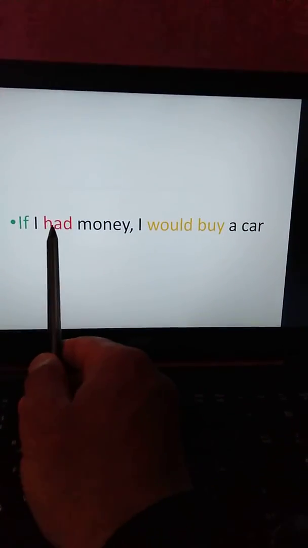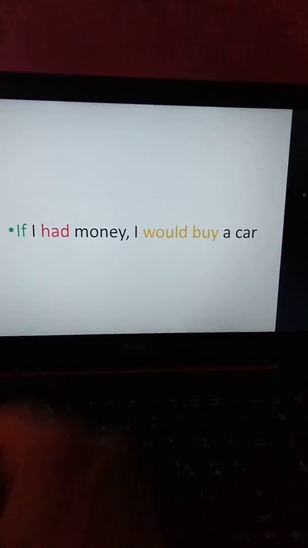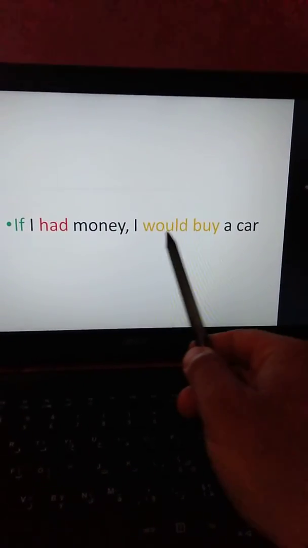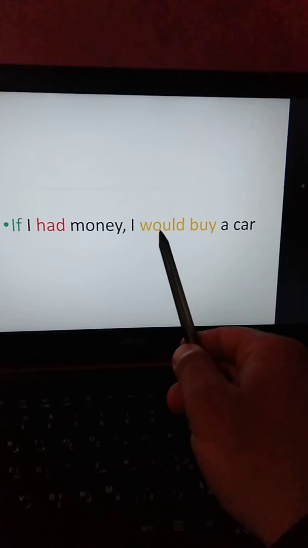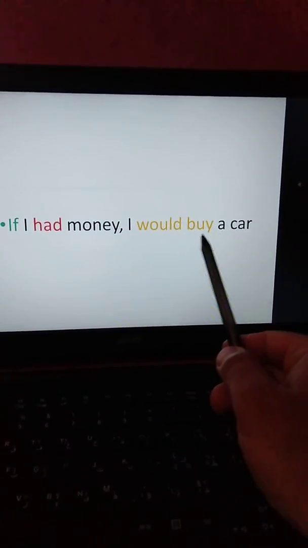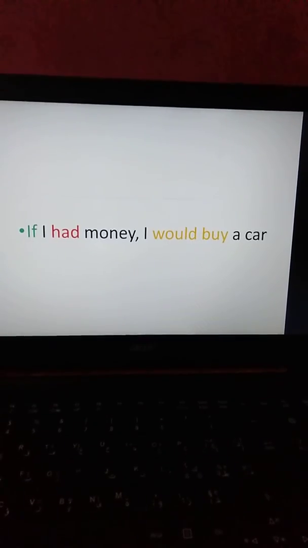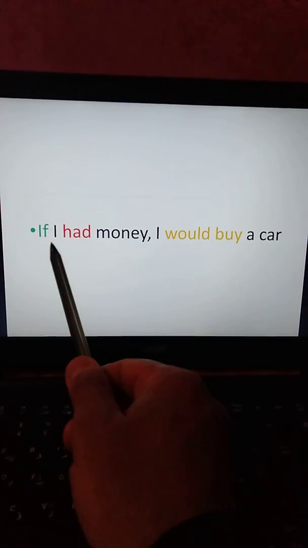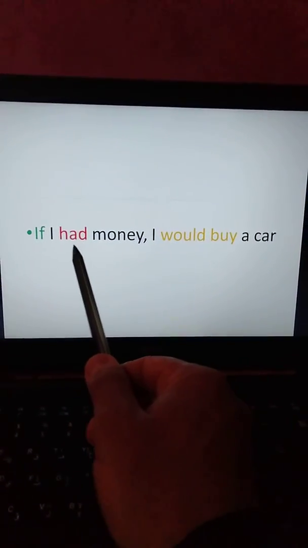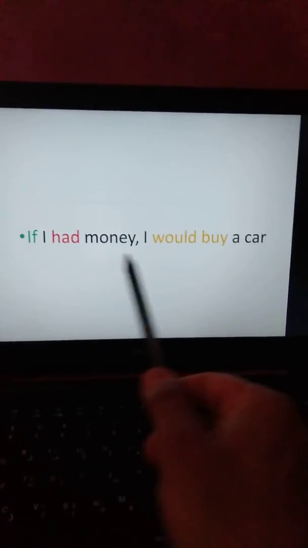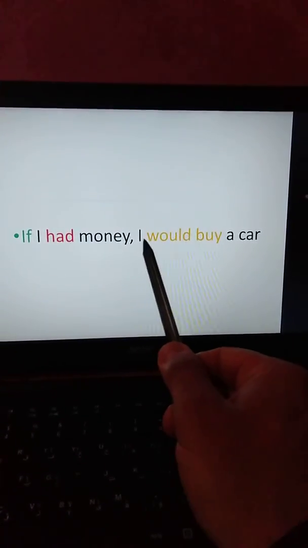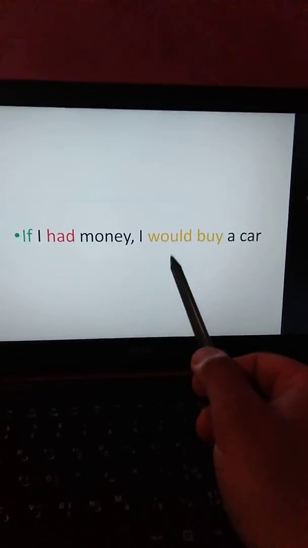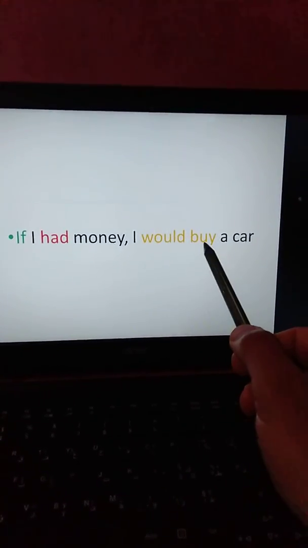Good. Yes. We have here the verb in the simple past. The verb in the if clause is in the simple past. And the verb in the main clause is with would. Would plus the verb in the infinitive. Good one. This is the form of conditional type 2. If plus the subject plus the verb in the simple past. This is for the if clause. The main clause is the subject plus would. Can be also could. We say would or could plus verb in the infinitive.